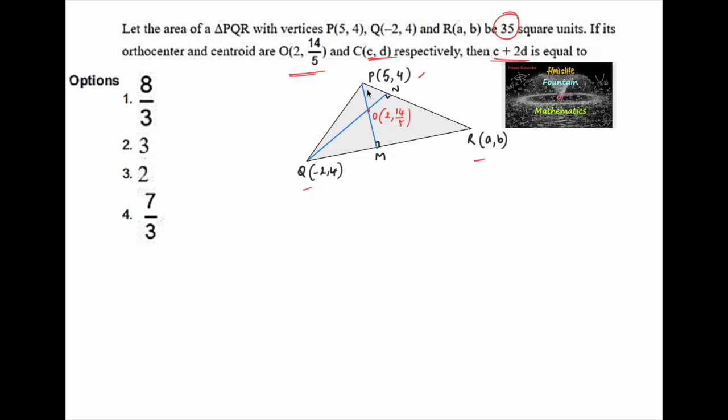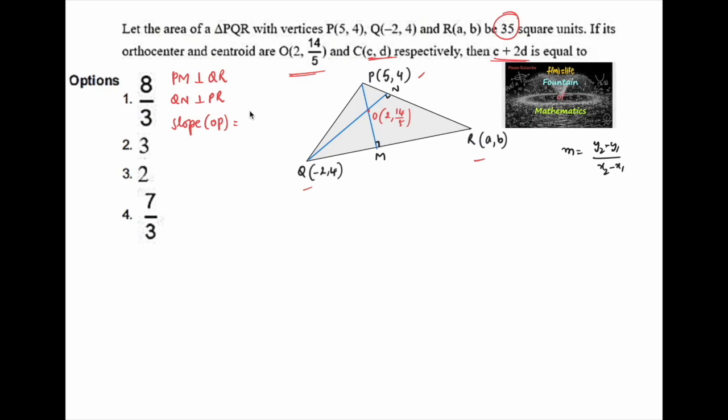Since orthocenter is given, we know that orthocenter is the point of concurrence of the altitudes. So here we can say PM is perpendicular to QR and also QN is perpendicular to PR. So let us find the slope of OP. Slope of OP is equal to, we know the formula for slope, y2 minus y1 by x2 minus x1.